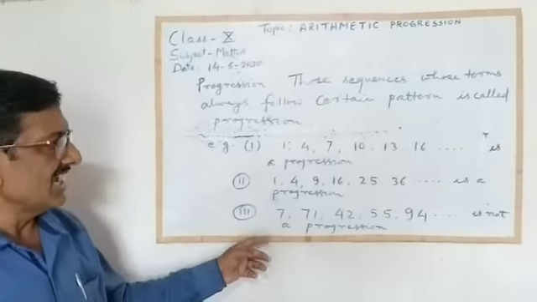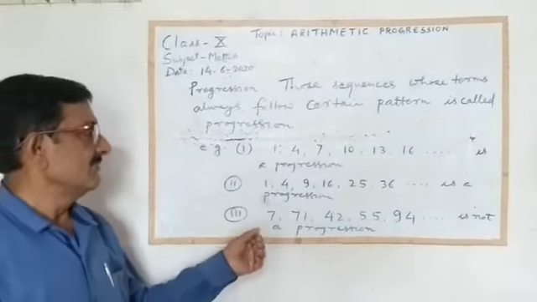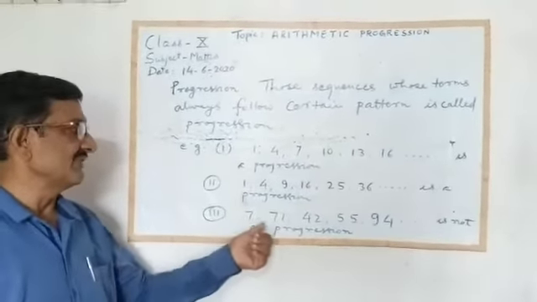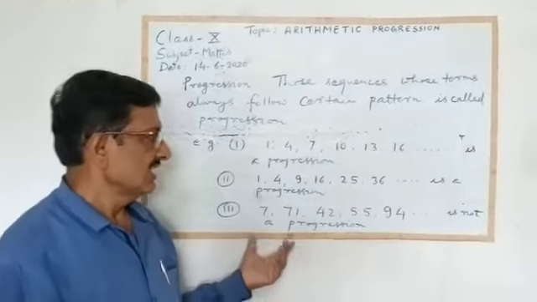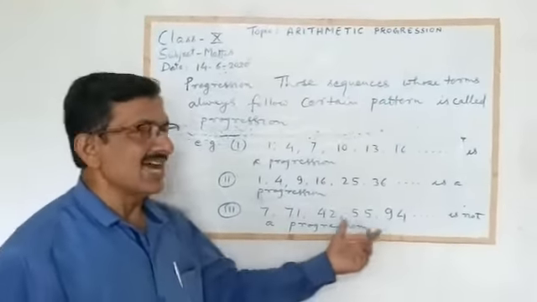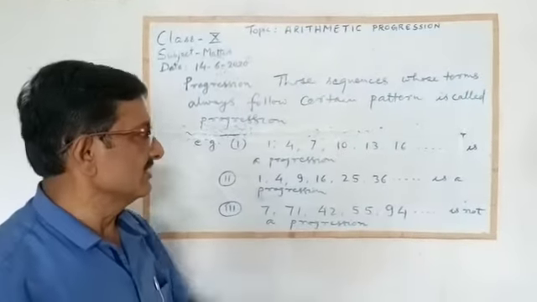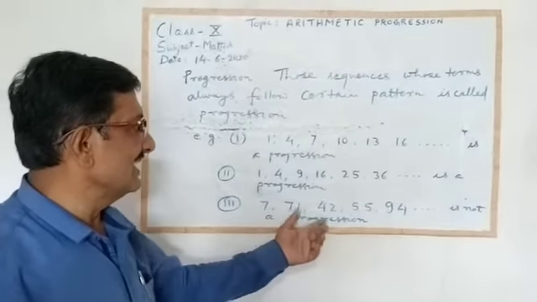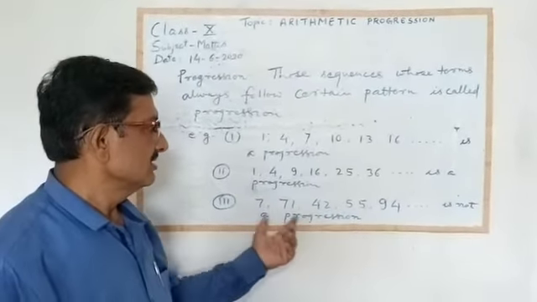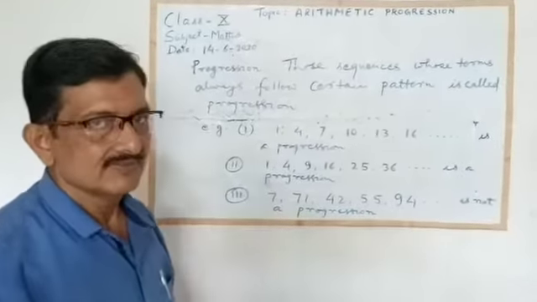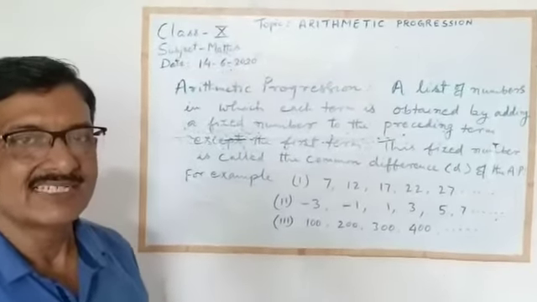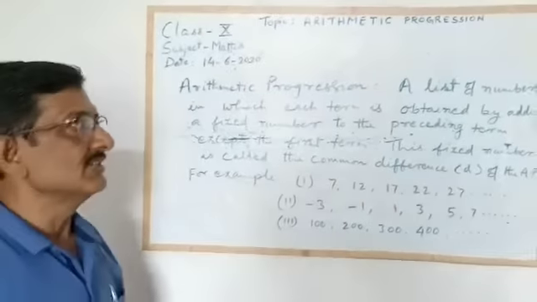In the third example, the numbers are 7, 71, 42, 55, 94. These numbers are not following any pattern, so we cannot say that it is a progression. This set of numbers is not a progression. Now we will discuss arithmetic progression.